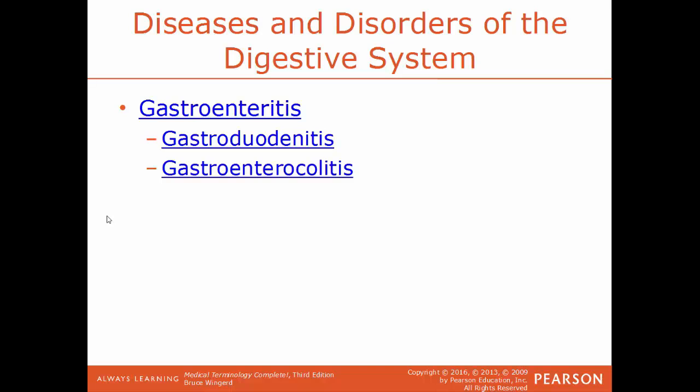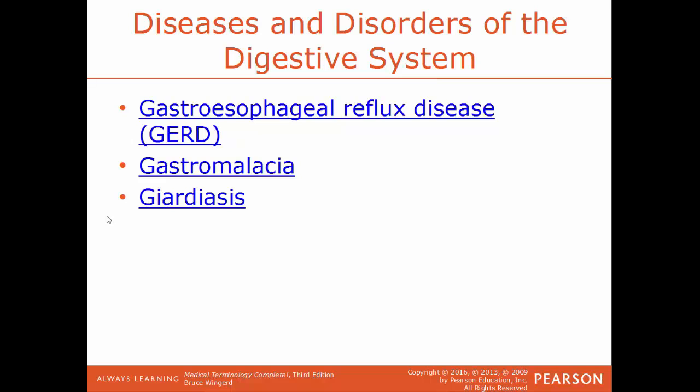Gastroduodenitis is inflammation of the stomach and the duodenum, so just the first part of the small intestine. And then if that inflammation spreads to the large intestine also, then you have gastroenterocolitis, which is the stomach, intestines, and the colon. Our next term, GERD, G-E-R-D, gastroesophageal reflux disease. This is a chronic condition where stomach acid flows backwards into the esophagus, so there's a reflux of gastric juice, and over time that will eat away at the lining of the esophagus.